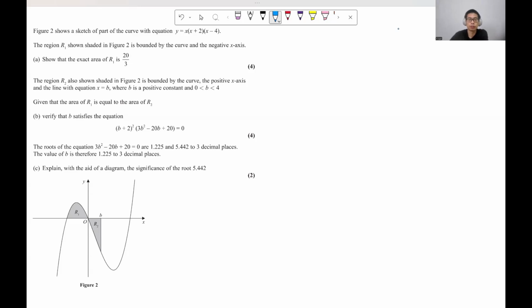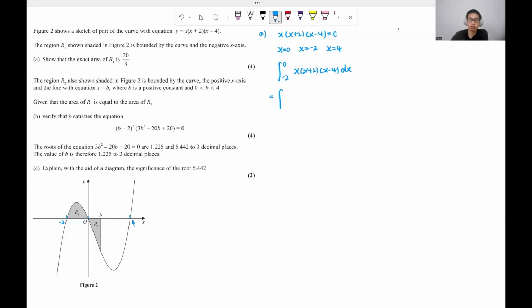Okay, so first we need to find the roots. x times (x plus 2) times (x minus 4) equals 0. So the roots will be x equals 0, x equals negative 2, and x equals 4. So this one is negative 2, this one is the origin 0, and this one will be 4. Then we want to find the exact area of R1, so we need to integrate between 0 and negative 2 for x times (x plus 2) times (x minus 4) dx.